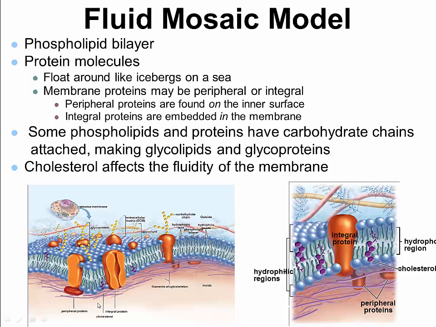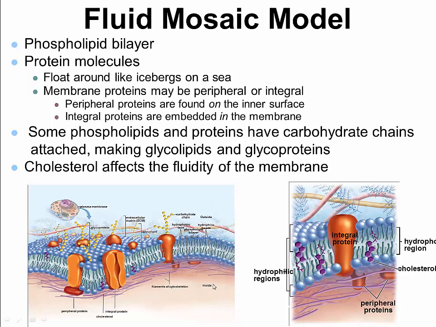Peripheral proteins, on the other hand, which are shown in this diagram on the right and in this diagram on the left, are proteins that are located on the edge of the plasma membrane. They're not embedded in the membrane and therefore are not intimately part of the membrane. In some cases, as we see in this diagram, we have carbohydrate chains that are attached to these proteins, making glycoproteins.